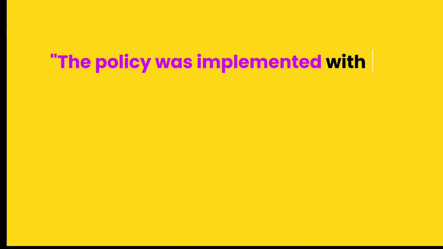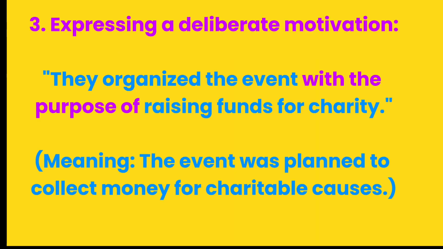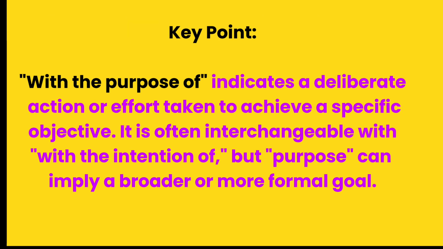The policy was implemented with the purpose of reducing energy consumption. Meaning, the policy's objective was to decrease energy use. 3. Expressing a deliberate motivation. They organized the event with the purpose of raising funds for charity. Meaning, the event was planned to collect money for charitable causes. Key point: with the purpose of indicates a deliberate action or effort taken to achieve a specific objective. It is often interchangeable with the intention of, but purpose can imply a broader or more formal goal.